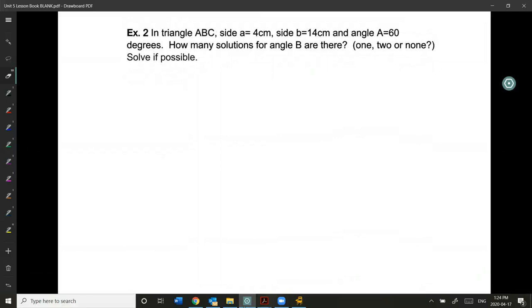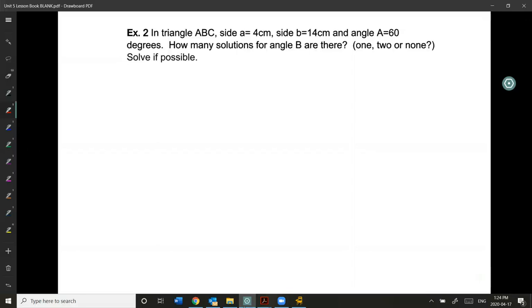Okay, let's look at another option here. In triangle ABC, side A is 4 centimeters, side B is 14 centimeters, and angle A is 60 degrees. How many solutions for angle B are there? 1, 2, or none, and solve if possible. Okay, so let's take a look.